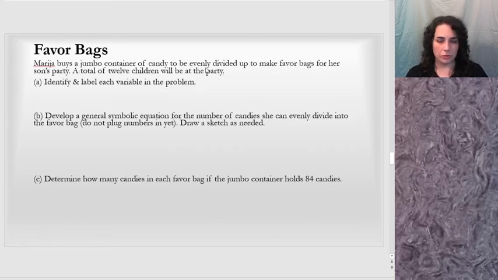On the previous problem, we were given symbols, but on this one, none. So we need to identify what is going on here. Okay, Maria buys a jumbo container of candy that will be evenly divided up. So for me, there's this total number of candy. All right, let's say C, and it says identify and label each variable in the problem. So let me do this down here. The total number of candy, let's say capital C subtotal equals the total amount of candy.